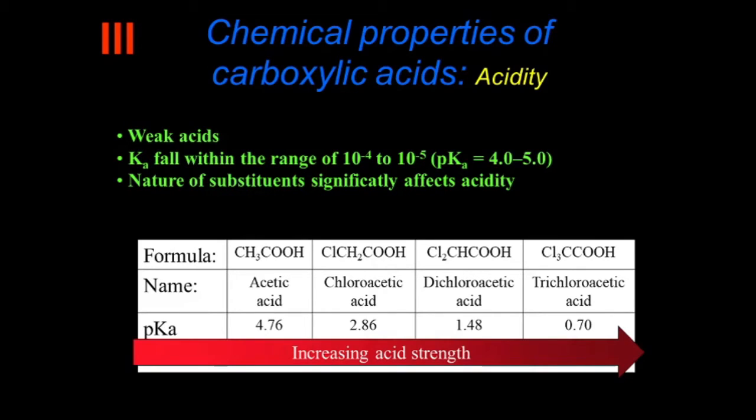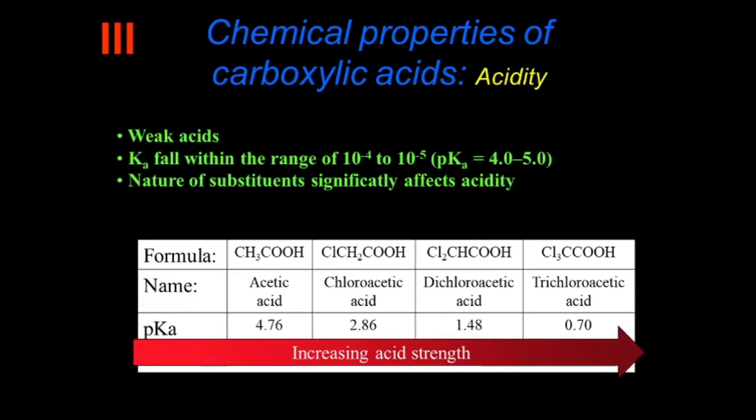Chemical properties. Acidity. Carboxylic acids are weak acids. The value of the dissociation constant for most unsubstituted aliphatic and aromatic carboxylic acids falls within the range of 10 to the power minus 4 to 10 to the power minus 5. Substituents of high electronegativity, especially hydroxyl groups and chlorine atoms near the carboxyl group, increase the acidity of carboxylic acids, often by several orders of magnitude.